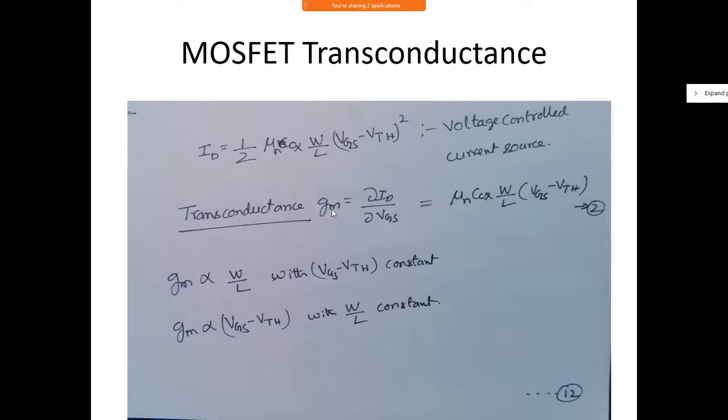So transconductance is given by this. Why is it called transconductance? Because we are using a coupling capacitor. No, there is no coupling capacitor here at all. We are simply representing the MOSFET. We have not yet gone to the amplifier at this point of time. Why are we calling it transconductance?